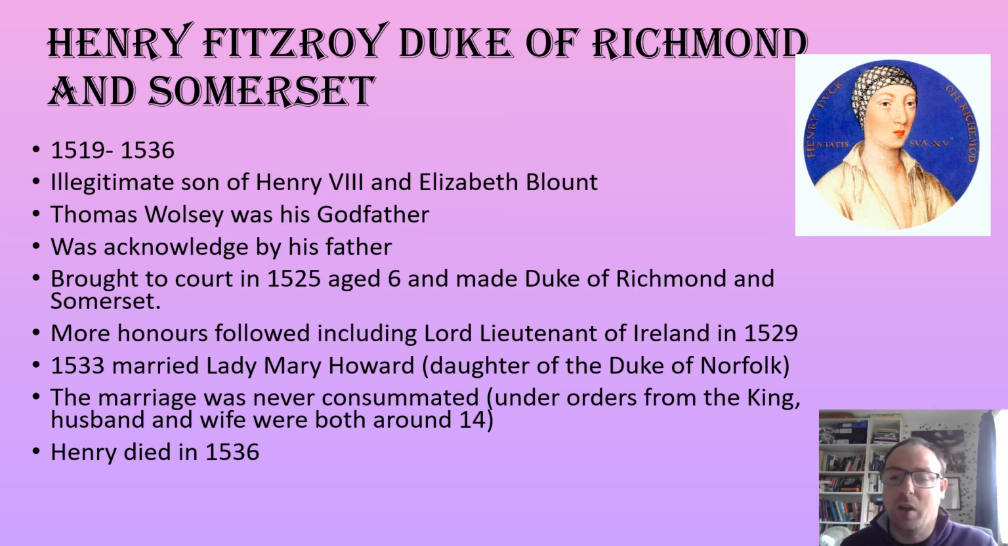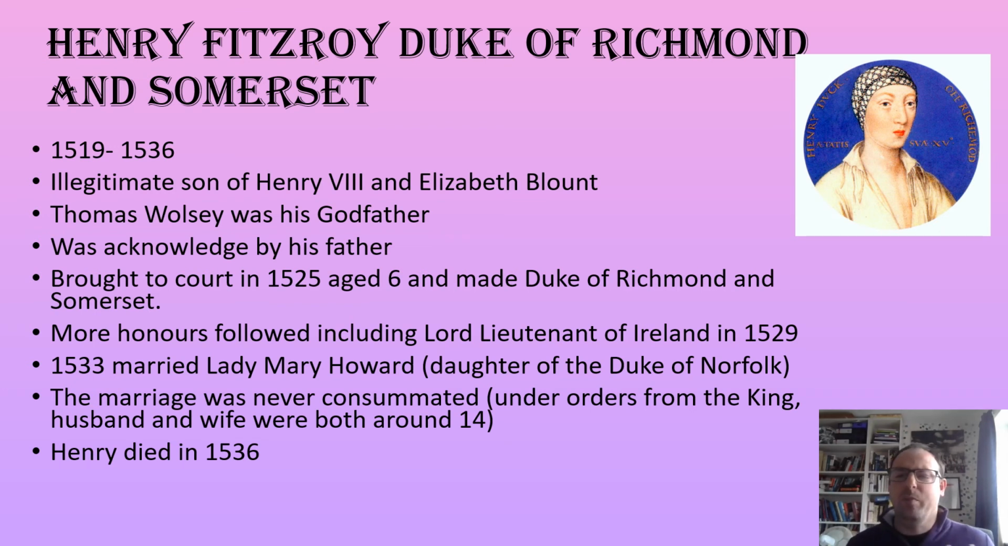Now, we believe that Henry had multiple other illegitimate children, but what makes Henry FitzRoy different is that he's actually acknowledged by his father. He was brought to court in 1525 when he was aged 6 and made Duke of Richmond and Somerset. He was given a lot more honours following this, including being made Lord Lieutenant of Ireland in 1529. In 1533, he married Lady Mary Howard, who was the daughter of the Duke of Norfolk.